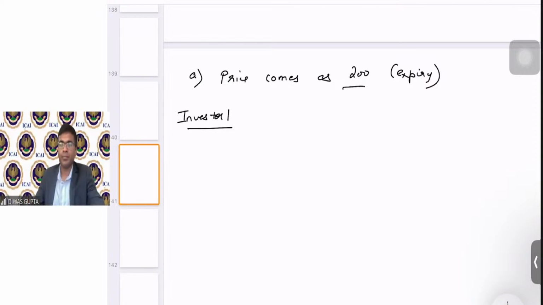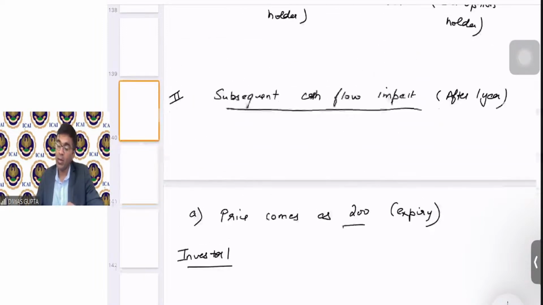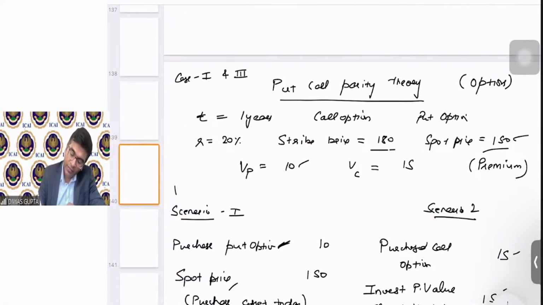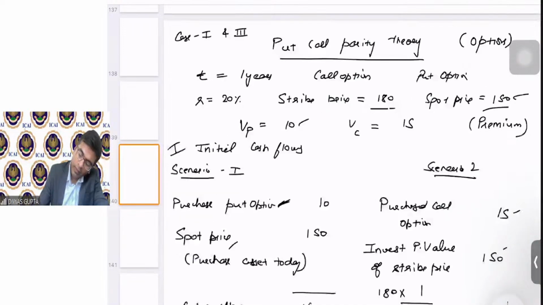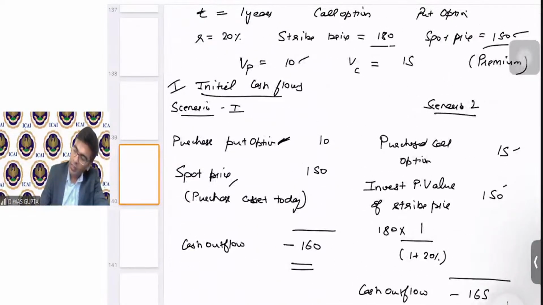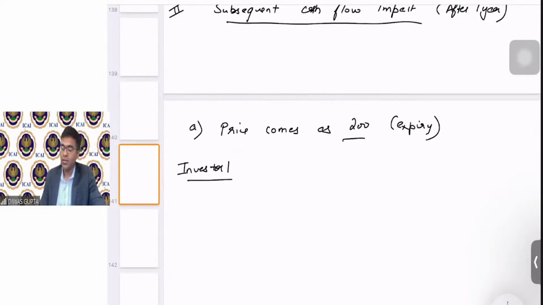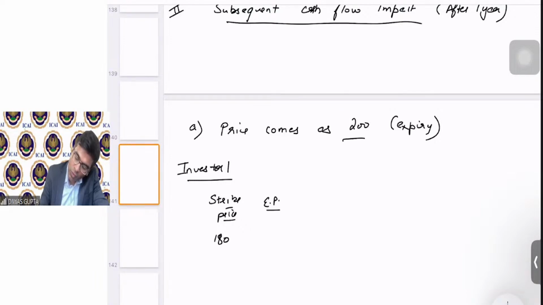Yes, Tanisha. It's the part of the put call parity theory only. Till now, we have not concluded what is really coming out of the put call parity theory. So within put call parity theory, first we have taken the initial cash flows. Now we are talking about the subsequent cash flows. Yes, tell me students, the strike price is 180, exercise price is 200.